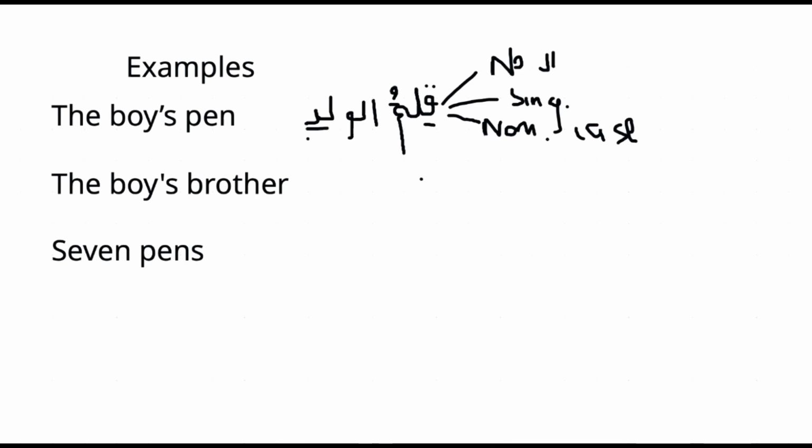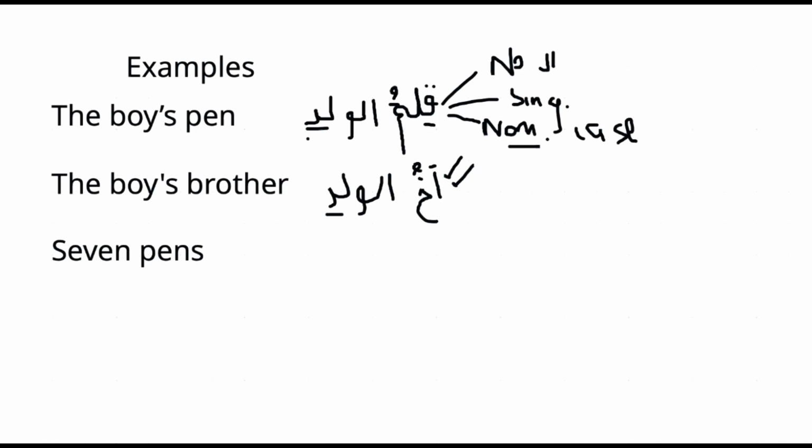Now, the boy's brother. Here you have akhu and walad. So let's do it again. It should be in the singular form, and this is singular, so it qualifies. No alif or lam, we don't have alif or lam, so that's also true. It should be in the nominative case, so here it should have dhamma: akhu. And then let's take note of the jar and put the jar there. So akhul waladi.